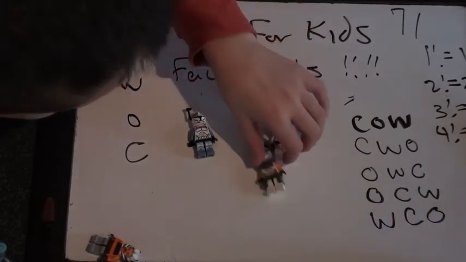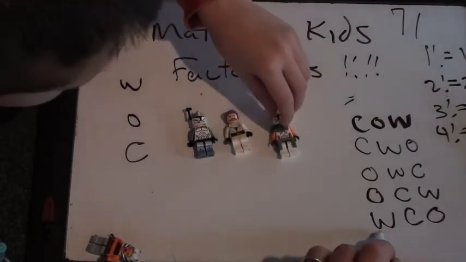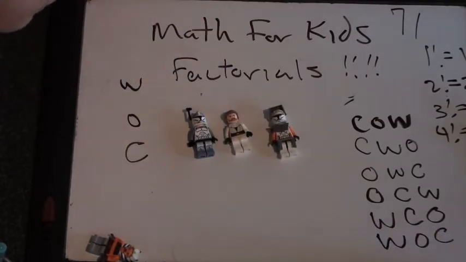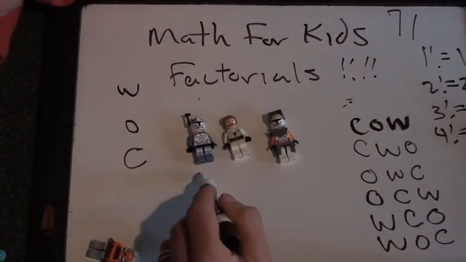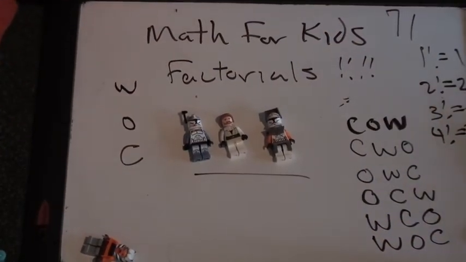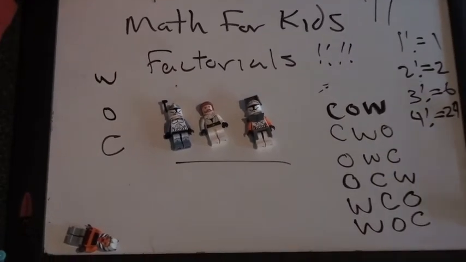WCO. And then WOC. It's the exact opposite of cow. But here, when we're talking about these arrangements, we have to remember that order matters. So we found 6 arrangements, which just happens to equal 3 factorial.